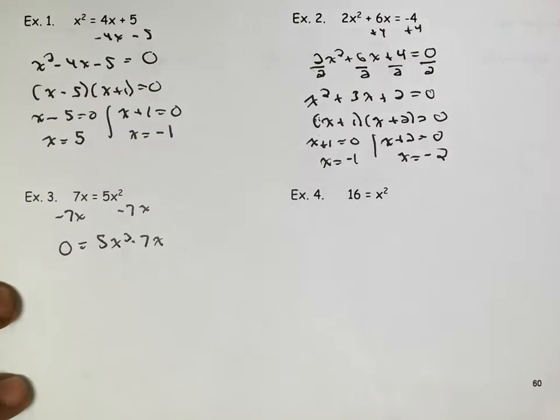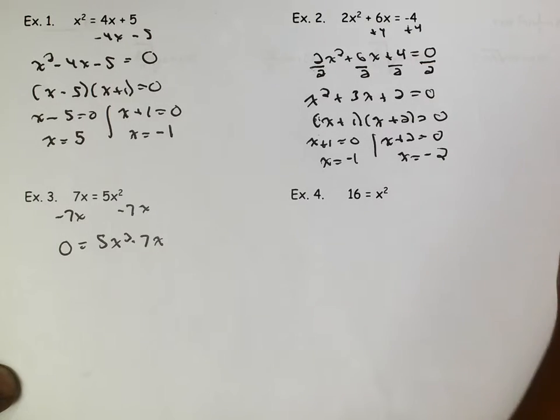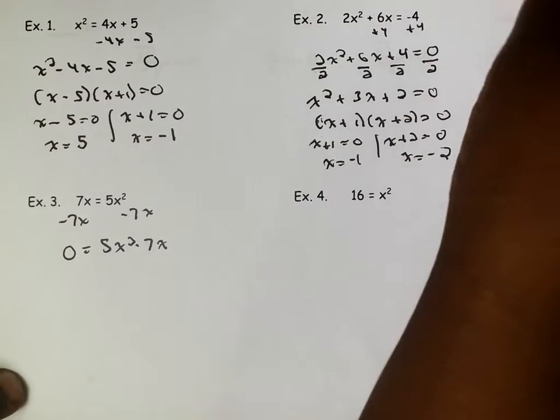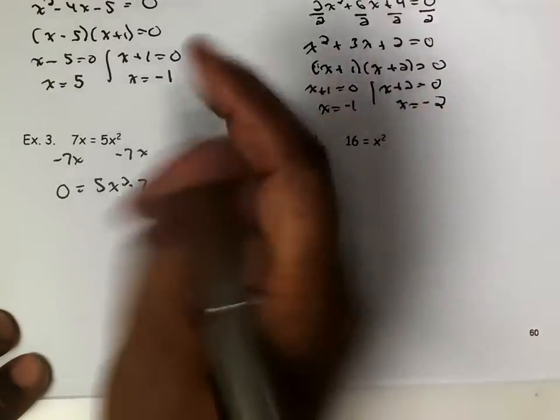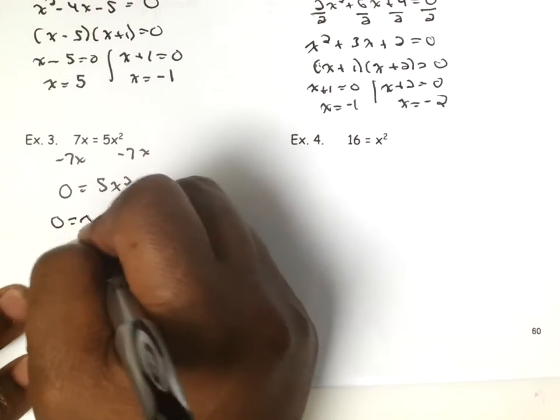Now, even though for that last problem I can divide out a 2, I can't do that with a variable. I can do it with a constant. Any constant, I can just divide it out. But if I divide out a variable, I'm actually going to eliminate one of my solutions. So I can't just divide out the x. I need to factor. So I'm going to pull that x out.